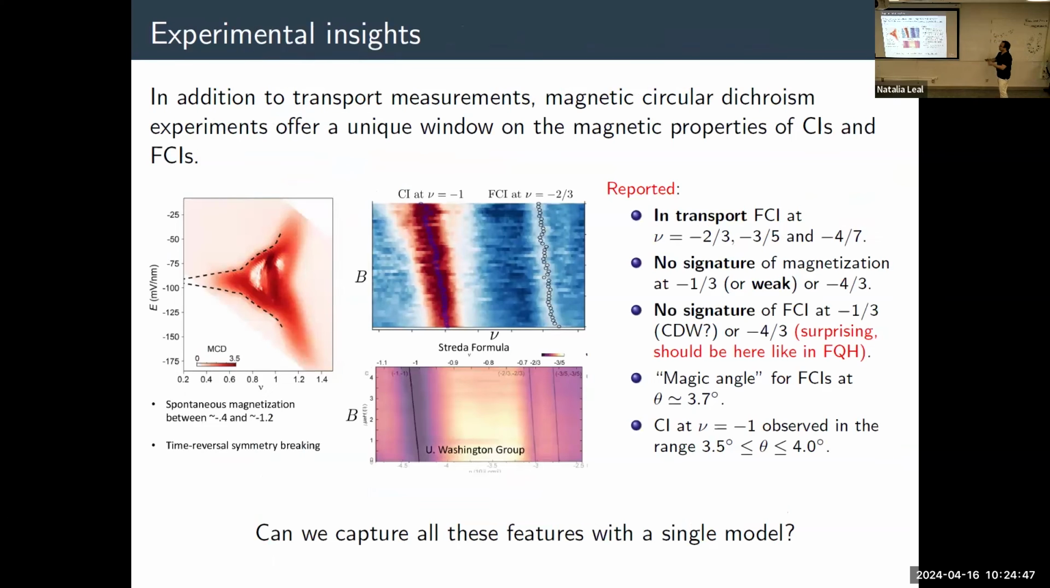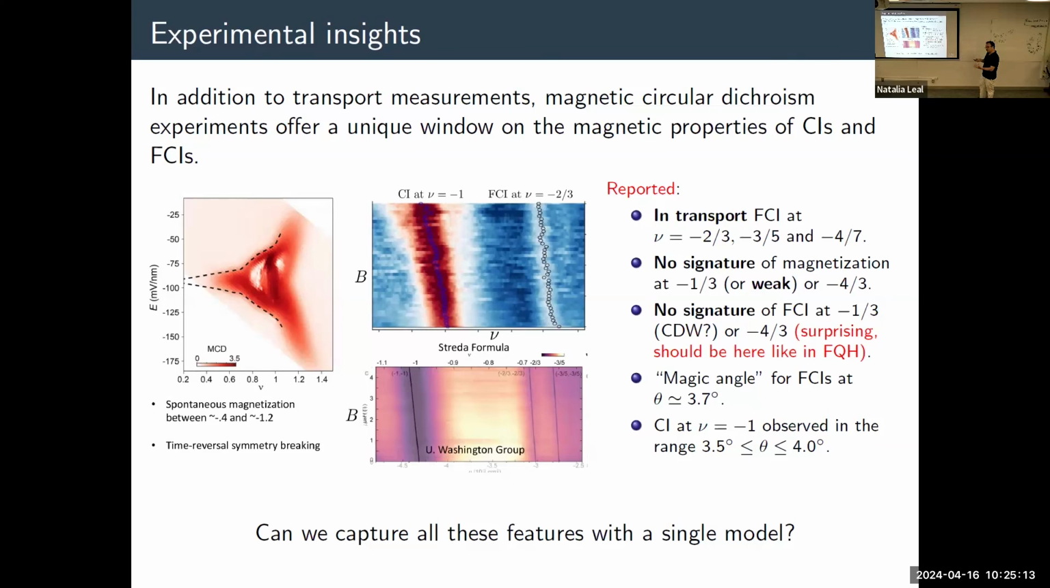Okay, so here are all the experimental results when it comes to FCI that have been reported in the literature. Basically, in transport measurements, people have observed fractions at 2/3 and -2/3, and unofficially -4/3. There is either a weak or no quantization at the filling factor of -1/3, and no quantization at all at -4/3.